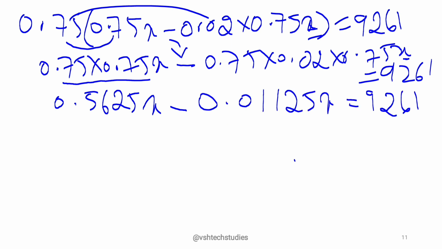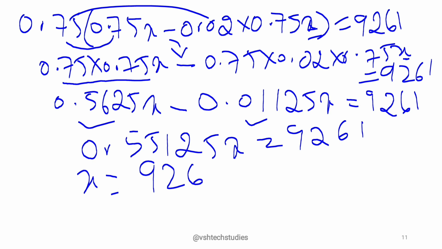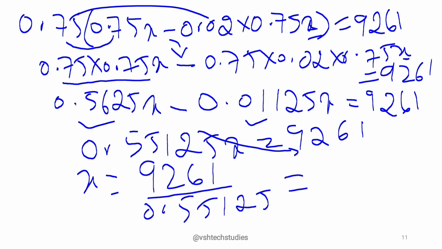Now this 0.5625x minus 0.01125x is equal to 0.55125x equal to 9261. Hence x equals 9261 upon, so this taken on the other side, it becomes divided by 0.55125. This is equal to 16,800.